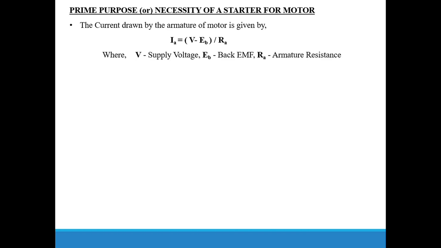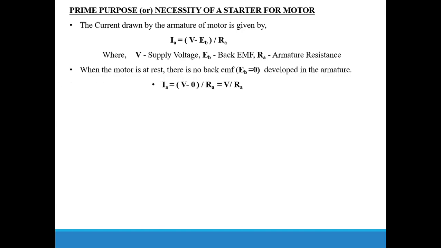Let us know the prime purpose or necessity of a starter for a motor. The current drawn by the armature of the motor is given by the equation Ia = (V - Eb) / Ra, where Ia is armature current, V is supply voltage, Eb is back EMF, Ra is armature resistance. When the motor is at rest, there is no back EMF developed in the armature. That means the Eb value is 0. Let us apply the Eb value in the above equation, that is 0, which gives the equation V / Ra.